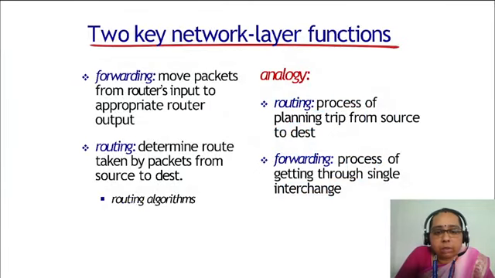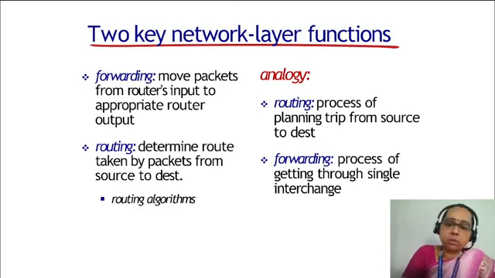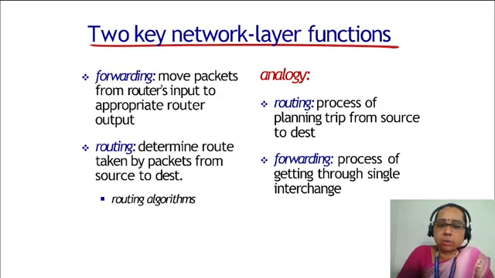So here they have maintained two key network layer functions: one is forwarding and another one is routing. Forwarding means we move packets from a router's input to the appropriate router's output. This is how forwarding works. Whereas routing determines the route taken by packets from source to destination.